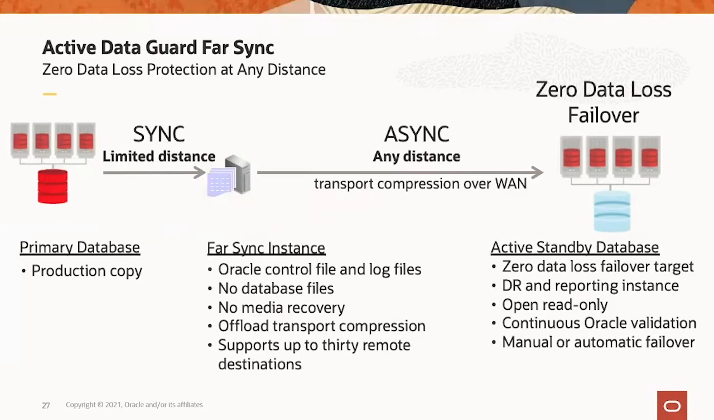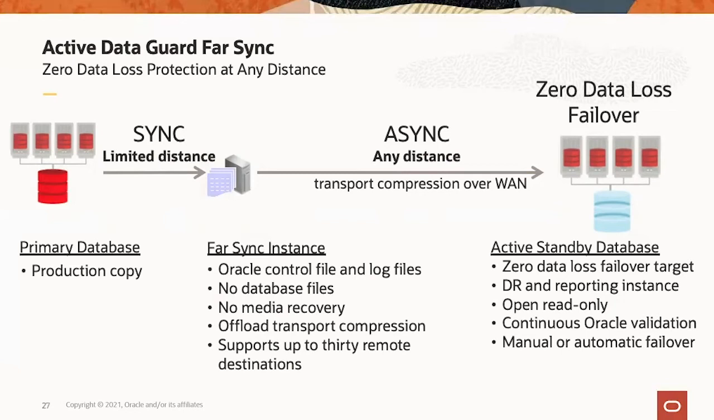You preferably put the FARSync instance in a third location close to the primary data center. Why a third location? Because you need to talk between primary and FARSync, you need to talk synchronous. The further away from the primary database, the more performance impact you have on your primary database. So if you put the FARSync instance in the same data center, it's not a lot of use, because if you lose the data center, you lose the FARSync as well.